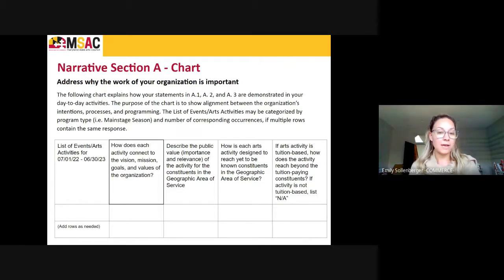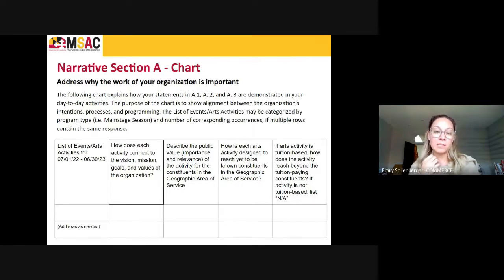So if you're doing, for example, the main stage season, rather than listing all of the shows on your main stage, you can just list the main stage season and answer each question in connection to that particular program. Or you might be doing a lot of educational programming, where you might want to list your adult programming as one section and youth programming as another, and so on and so forth.